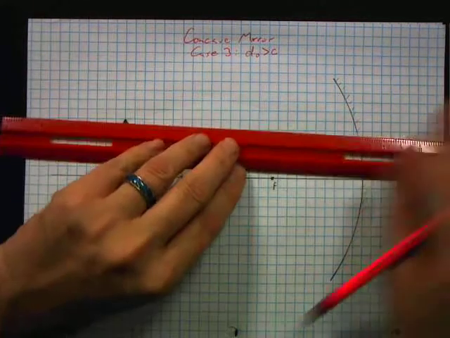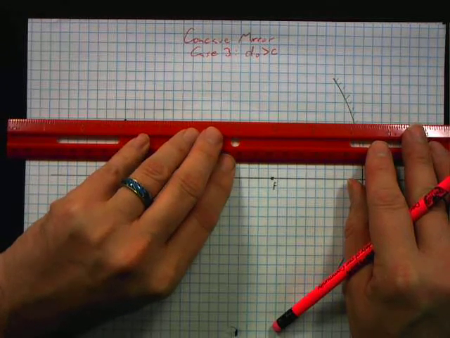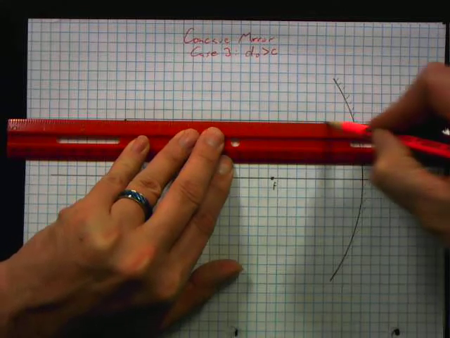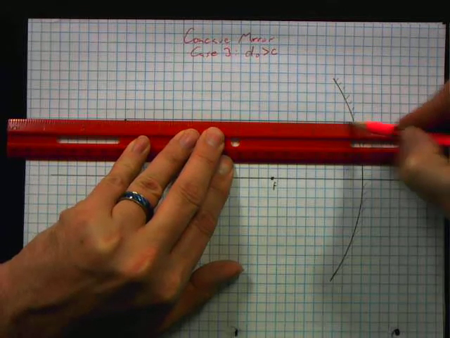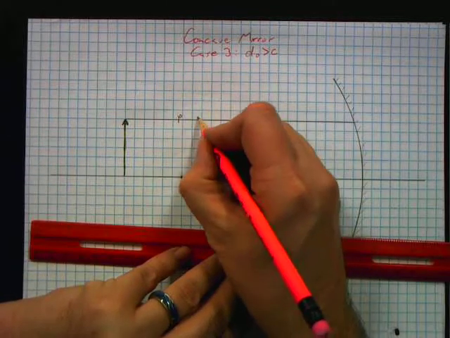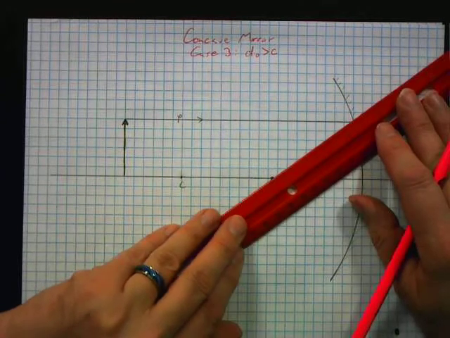I don't really need a ruler to draw a parallel line on top of graph paper, but whatever. Strikes there. There's my P ray. Parallel one outgoing from my object. It is going to bounce back so that it goes through the focal point.